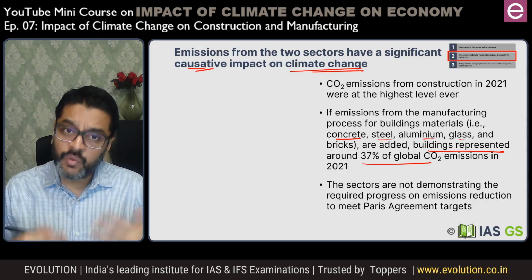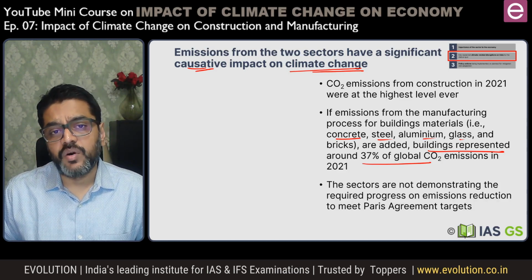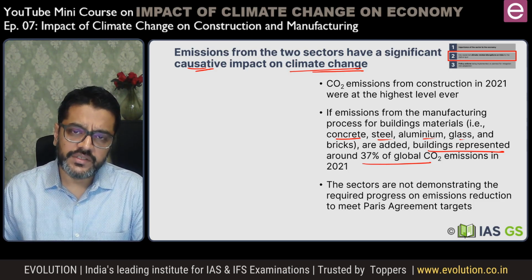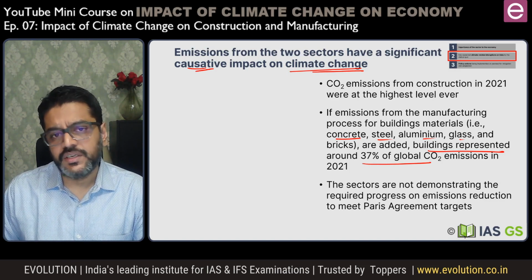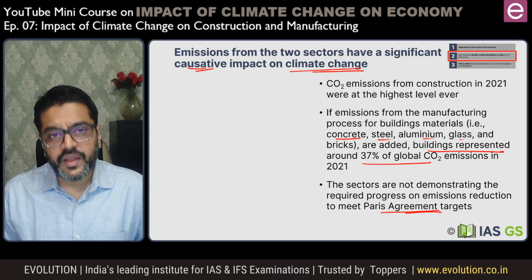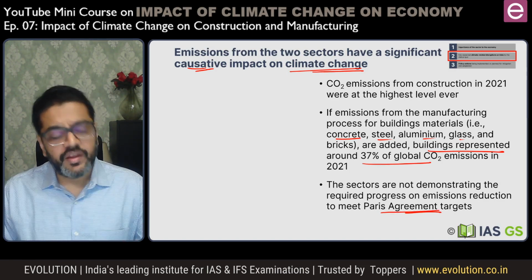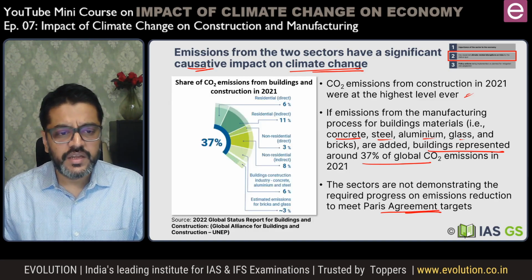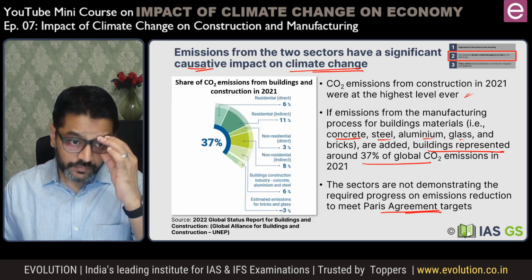The more worrying thing is that expert bodies have said that if we continue with this trajectory for manufacturing and construction, then it will be very difficult to achieve the targets under the Paris Agreement, and they are not able to reduce their emissions to the extent required. Actually, emissions have increased, right? So this 37% that we say.